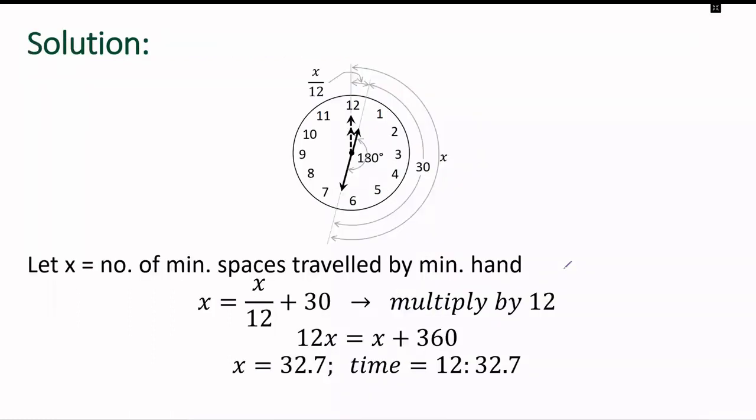We will assign x as the number of minutes, the spaces traveled by the minute hand. That is our x. The minute hand has traveled past here, so we assume it has passed 30, so 30 minutes, because it is 30 minutes from here to here.